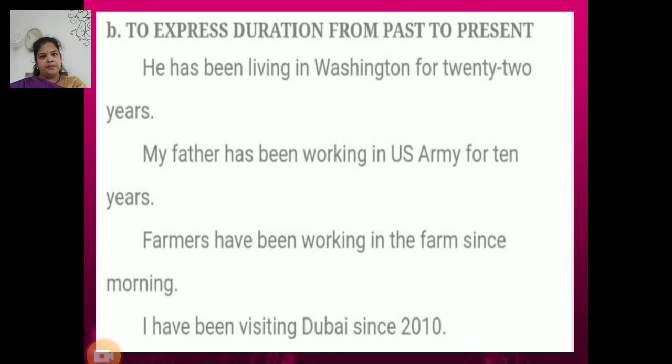Study these examples. He has been living in Washington for 22 years. My father has been working in the US Army for 10 years. Farmers have been working in the farm since morning. I have been visiting Dubai since 2010.